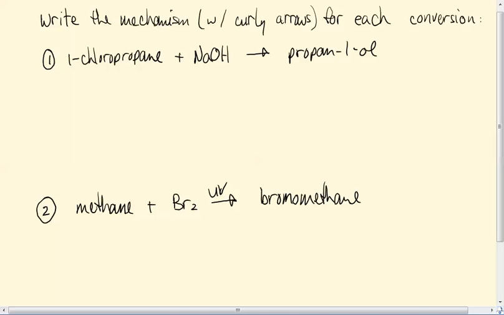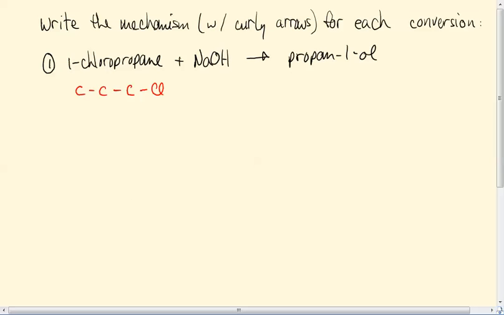Alrighty there, people. Welcome. We're going to do a little review here of some mechanisms that you're responsible for. Let's take a look, first of all, at this first one, which is going to be SN2. You'll notice that this is a primary halogenoalkane, and I know it's primary because this carbon that the chlorine is attached to only one other carbon. So that makes it a primary carbon, therefore it's a primary halogenoalkane.